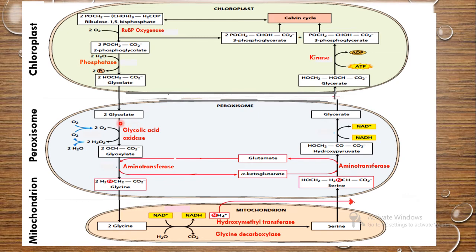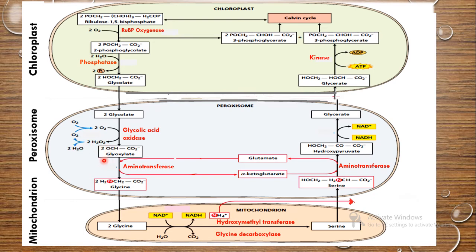In peroxisome, 2 molecules of glycolate is converted into 2 molecules of glyoxylate through oxidation process and with the help of enzyme glycolic acid oxidase. During this process, hydrogen peroxide H2O2 is formed, and this H2O2 is converted into water molecule and oxygen. This reaction is catalyzed by the enzyme catalase.